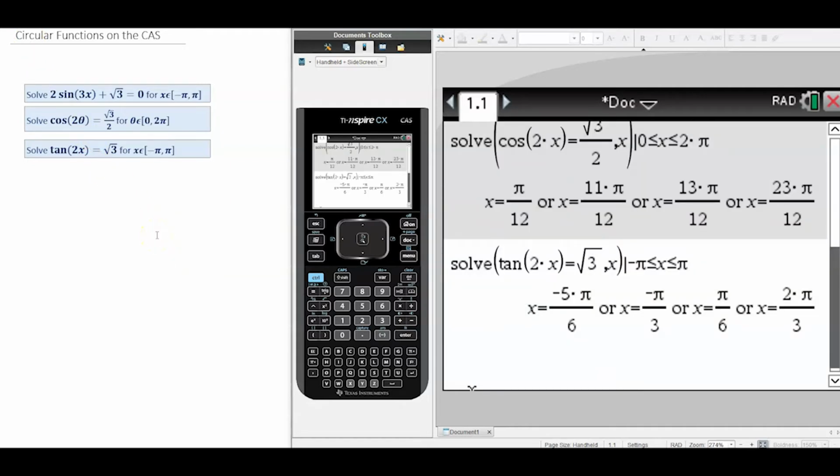And last but not least, we have a tangent function here, tan of 2x equals root 3 between negative pi and pi. Tan operates a bit differently to sine and cos, so again, you might get fewer results when you're doing tan, but it just depends on the question and how much our dilation has impacted the equation. But again, we've got our values.